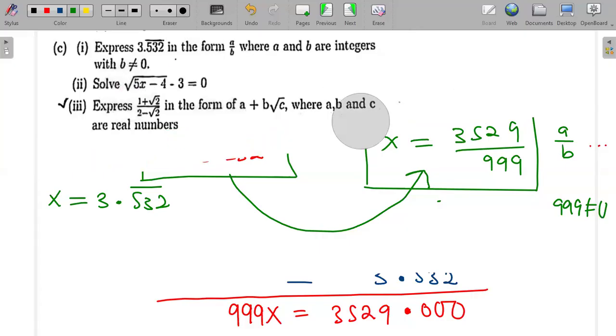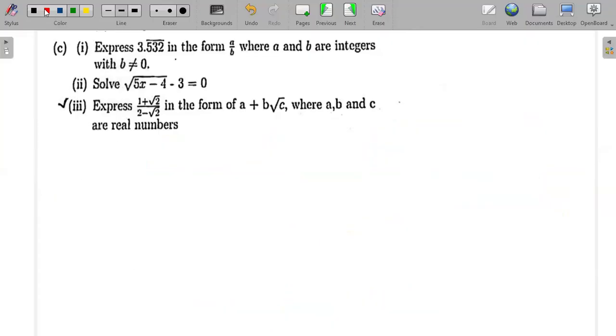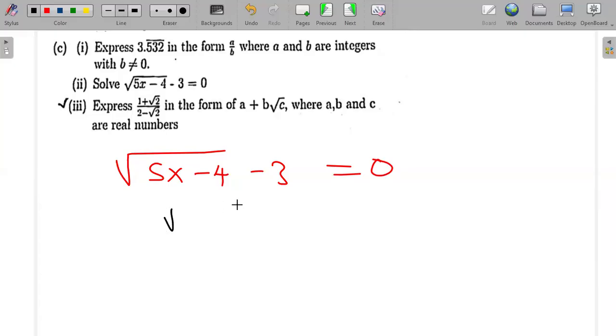If there are no questions, let's move to part 2. They're saying solve the root of 5x minus 4, minus 3, is equal to 0. This is a very simple equation. We just want to move whatever does not have the square root to the other side, and then we square both sides. So it will be the root of 5x minus 4 is equal to 3. And then once you do this, you square this side and also you square this side.